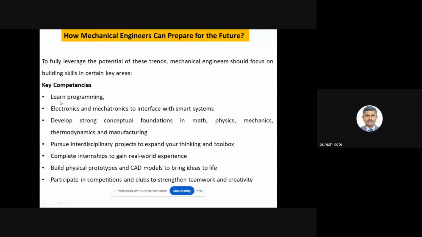Again, learning programming, electronics and mechatronics to interface with smart systems, developing strong conceptual foundations in maths, physics, mechanics, thermodynamics, and manufacturing. Of course, one should have fundamental knowledge of the core subjects. Later, we again need interdisciplinary exposure to interdisciplinary subjects, and apart from that, learning programming.